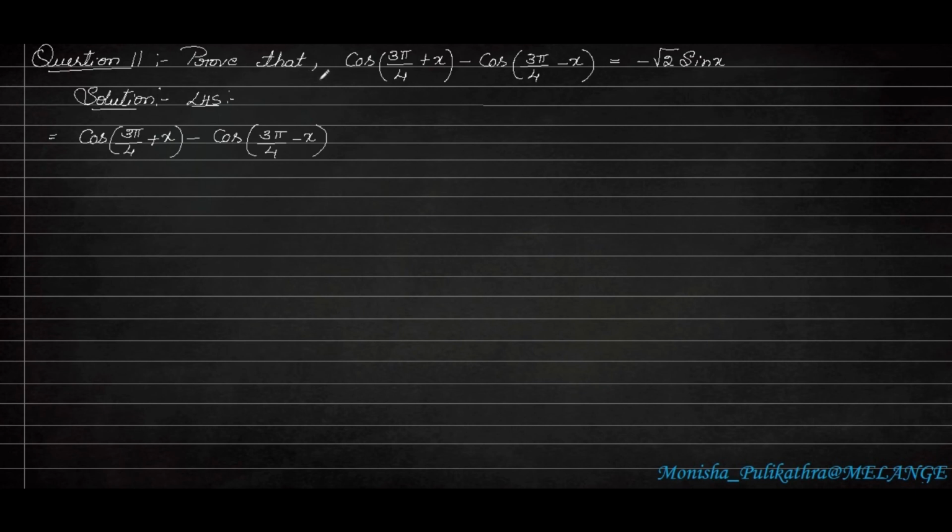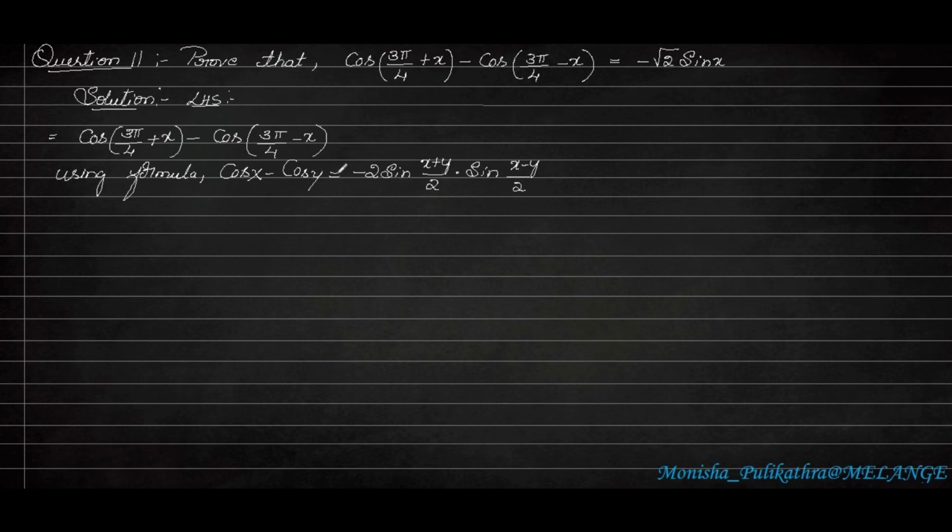The 11th question is, prove that cos(3 pi by 4 plus x) minus cos(3 pi by 4 minus x) is equal to minus root 2 sin x. So I'll be taking the LHS here. Before continuing the problem, we have to know a formula: cos x minus cos y, which is equal to minus 2 sin((x plus y) by 2) into sin((x minus y) by 2). This is a formula.